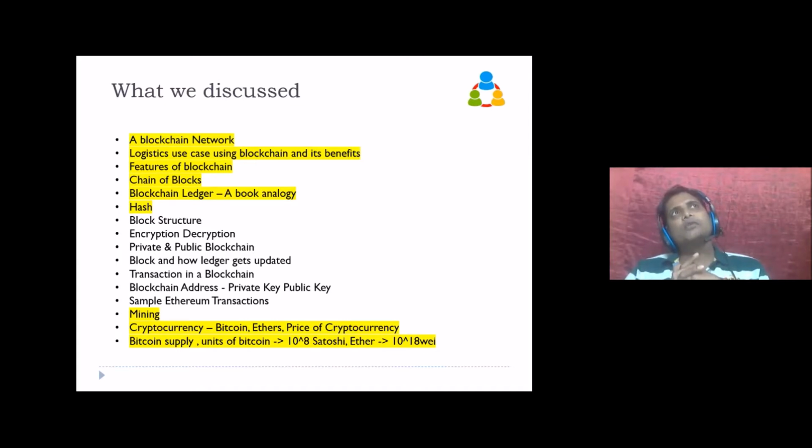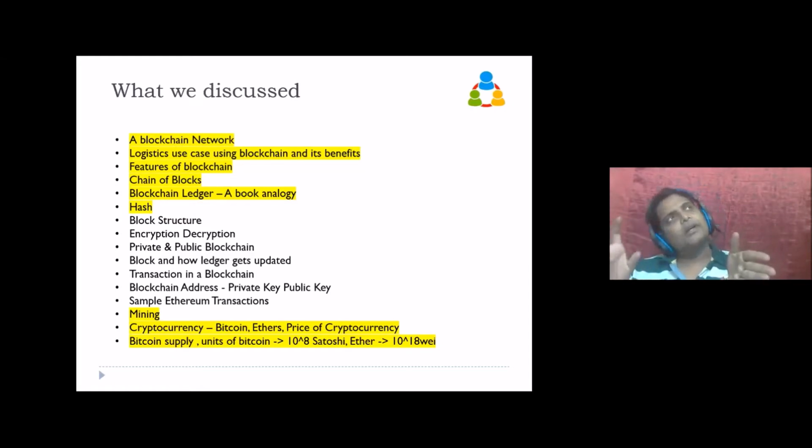we talked about how a particular transaction, when it is created, how it is getting added onto a block, and then how that block gets added onto the blockchain ledger, and then later on how it is getting broadcasted onto all the computers in the blockchain network. So how everybody gets the same set of data replicated onto the blockchain network, right? And then we also saw how a transaction in a blockchain looks like.